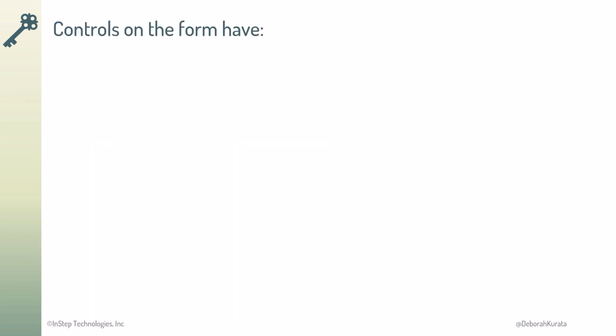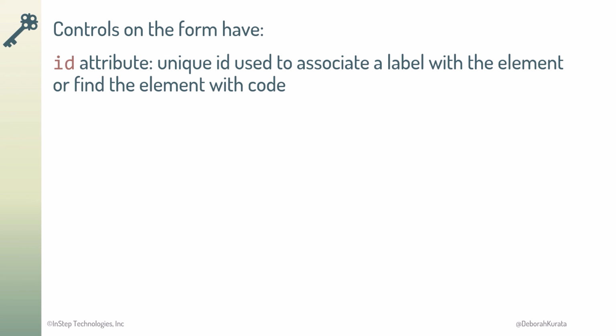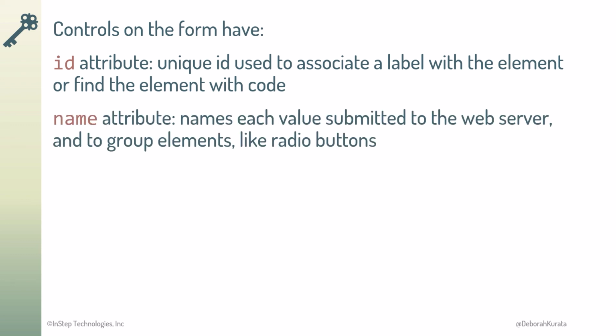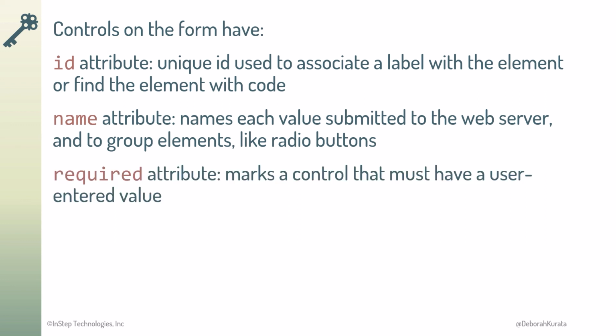Controls on a form have an ID attribute to provide a unique ID and associate a label with the element. We can also use this ID to find the element with code. Every control on the form must have a name attribute to provide a name with each value submitted to the web server. And recall we also use the name attribute to group our radio buttons. Use the required attribute to mark controls that must have a user-entered value, but use it sparingly.